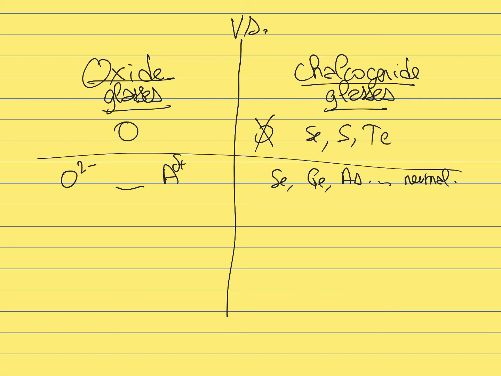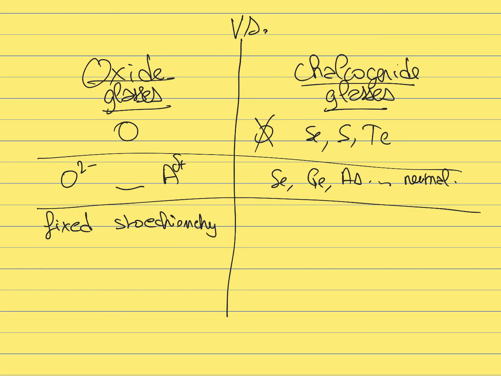And this has some important consequences, because the fact that atoms are charged in oxide glasses has various consequences. The first is that in oxide glasses, you typically have a fixed stoichiometry. What does it mean? It means that, for example, if you do a mixture of silicon and oxygen, you can have only one composition in oxide glasses, which is SiO2.